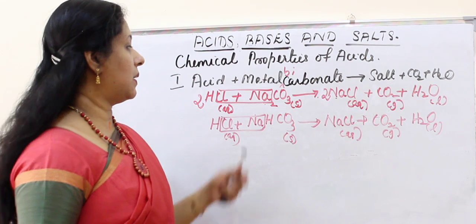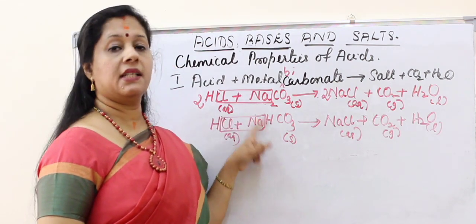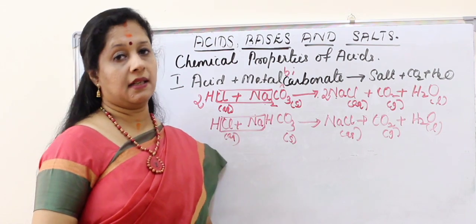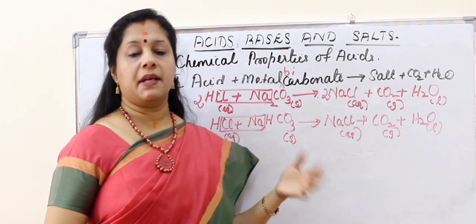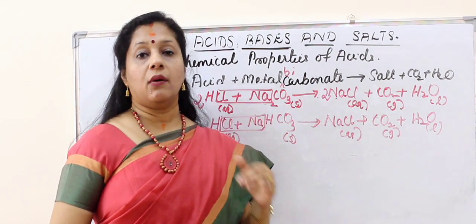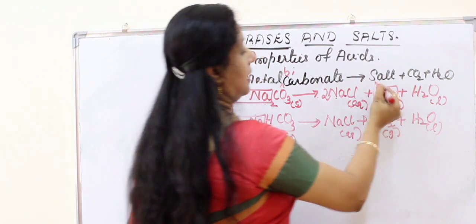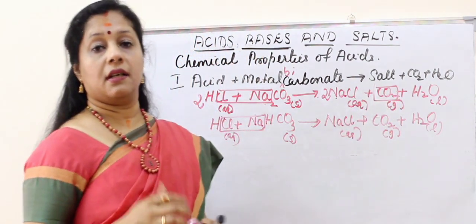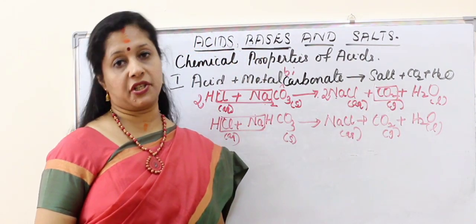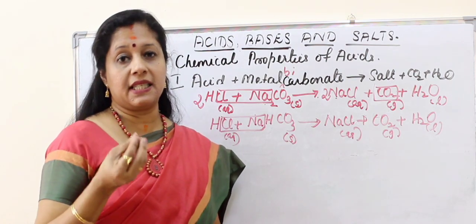Okay, so these two are examples of metal carbonate or metal bicarbonate reacting with an acid. And you can try with other metal carbonates or with other acids also, the result will be the same. Now we should see how to test for the presence of carbon dioxide, because we already saw how to test for the presence of hydrogen. Carbon dioxide comes out as a brisk effervescence, meaning thick fumes.